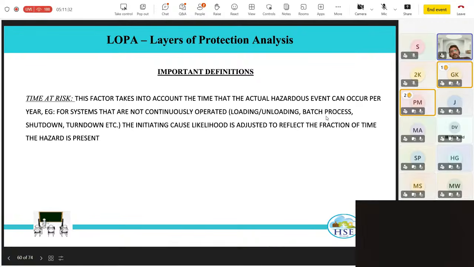See, many times when you are loading or unloading, it is not a continuous process. So your time at risk is considerably reduced, and your enabling event would be something like a turndown event or a shutdown event, which essentially would not lead to that incident. So the initiating cause likelihood is adjusted to reflect this. When we do the exercise, three examples, you would see that we will be taking credit of one of these events to adjust the initiating event or take a fraction of it. How you take a fraction is based on how frequently this event is going to occur per year. So yeah, when we look at the example, I think it would make more sense there.